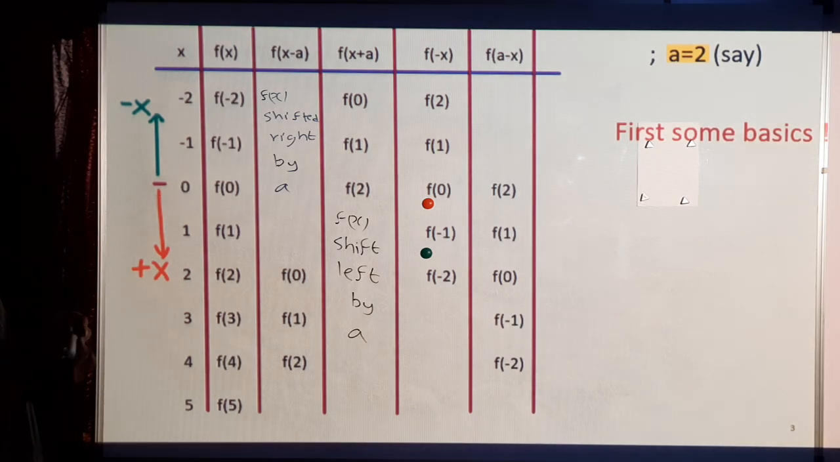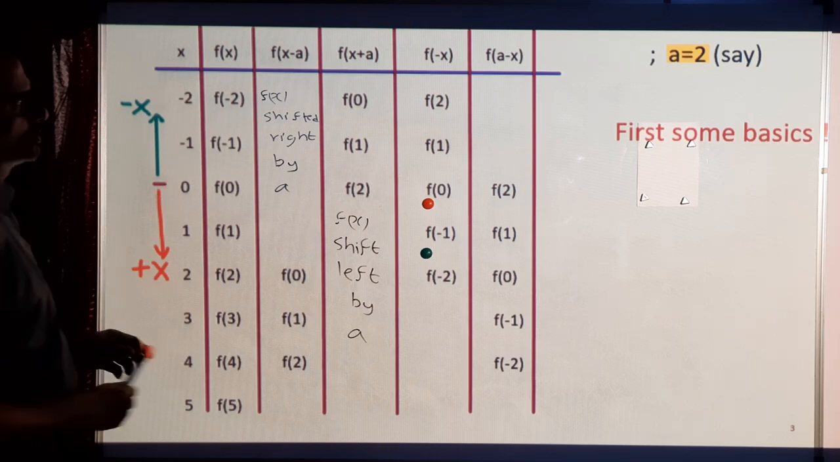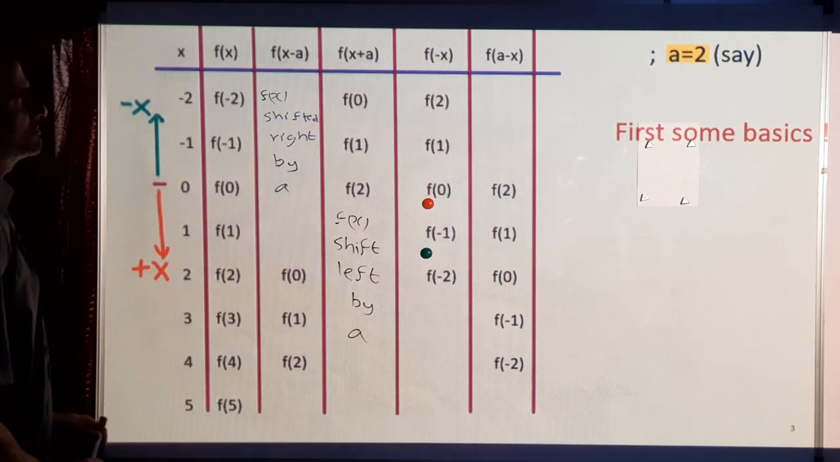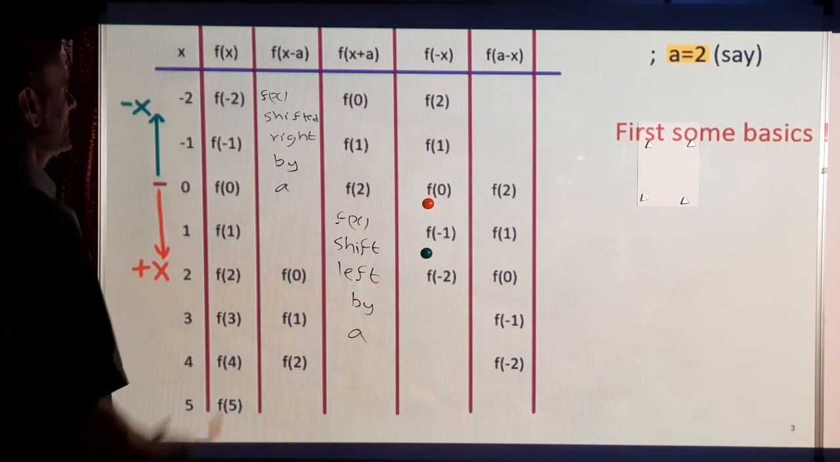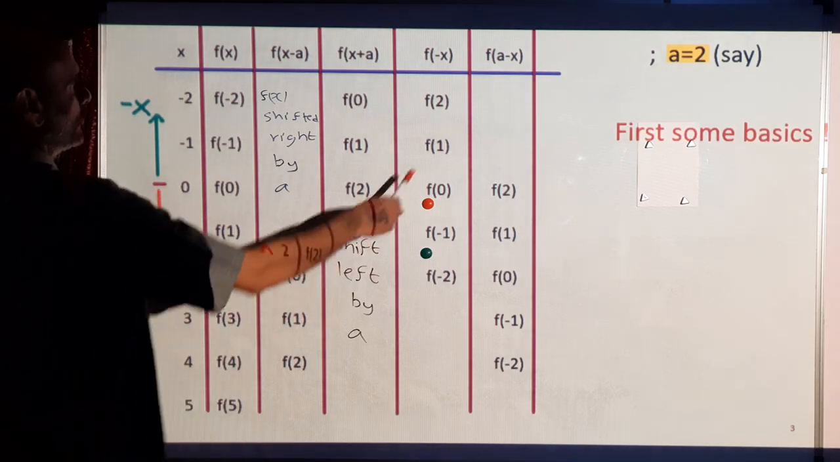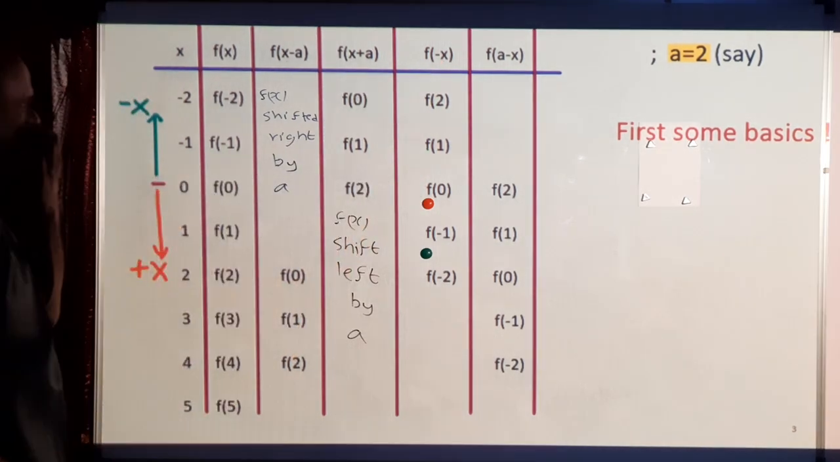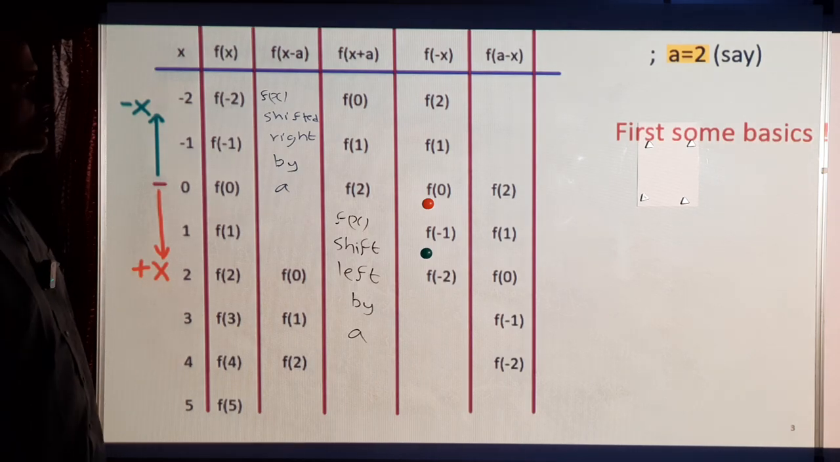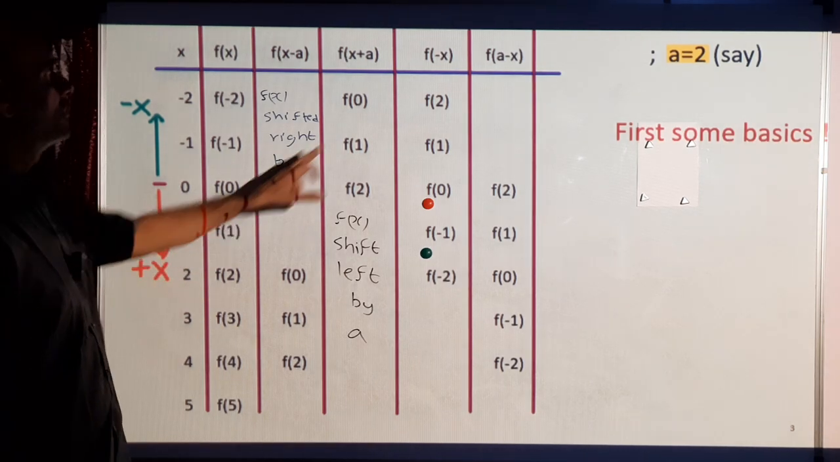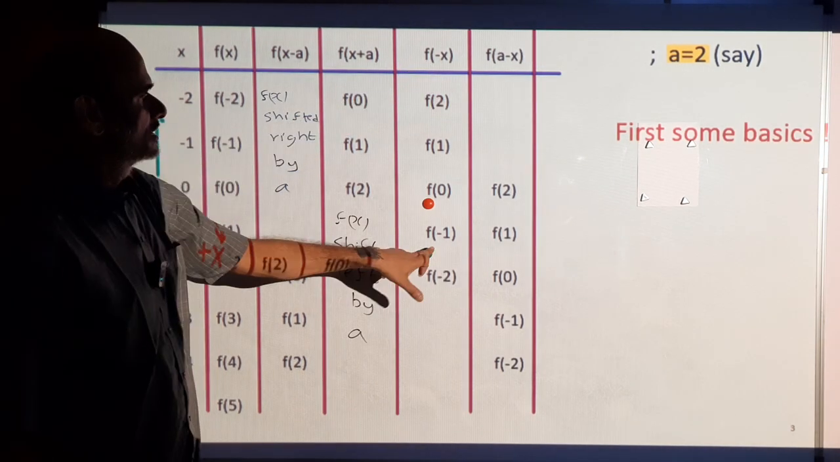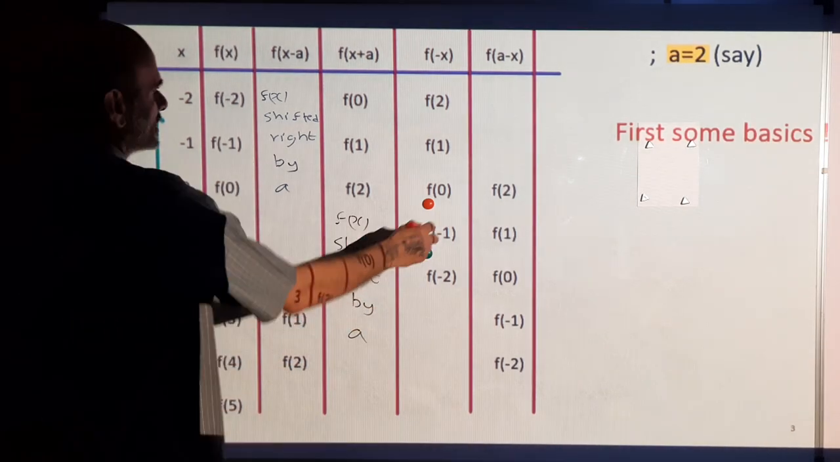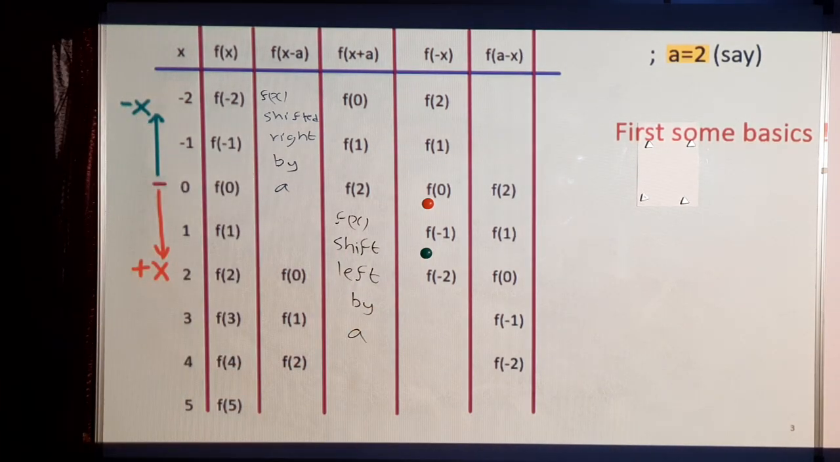Next, consider the function f of minus x. This function f of minus x will take the value f of 2 at x equal to -2. F of 1 at x equal to -1, because when we put -1 here, it becomes +1. It will take the value f of 0 at x equal to 0. At x equal to 1, the y value will become f of -1. At x equal to 2, it will take the value f of -2.